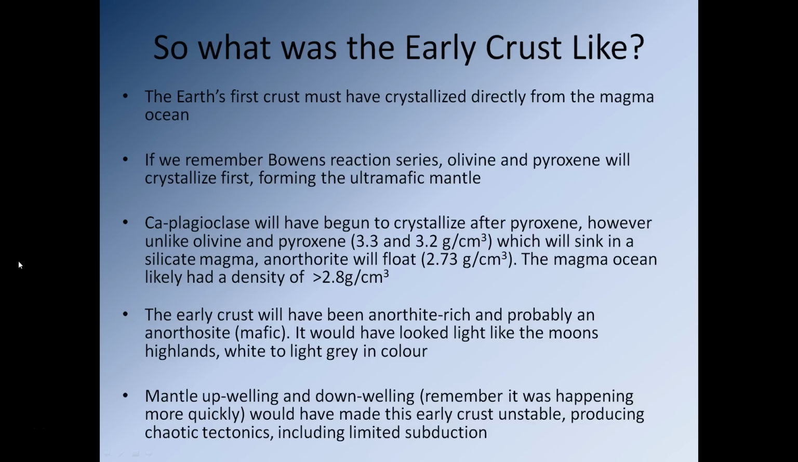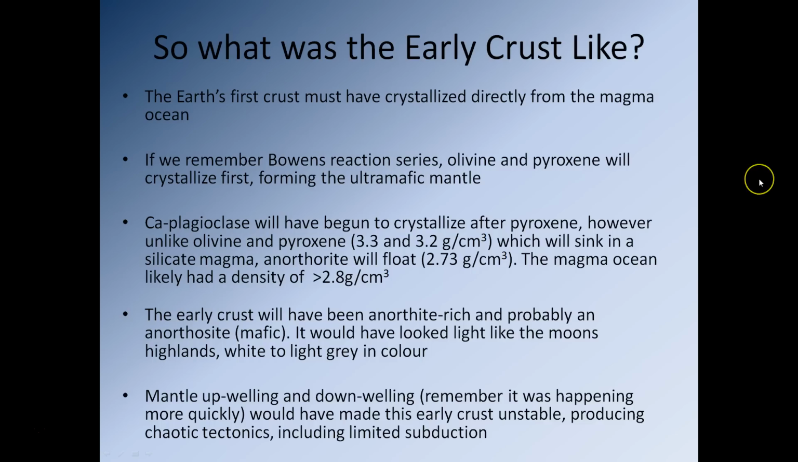Okay, so we know the Earth's first crust must have crystallized directly from the magma ocean. If you remember Bowen's reaction series, when we have a body of magma cooling, the first minerals that crystallize will be very high temperature minerals, and in the case of the Earth's magma ocean, those would have been olivine and pyroxene. They crystallized first, and olivine and pyroxene went to form the Earth's mantle.